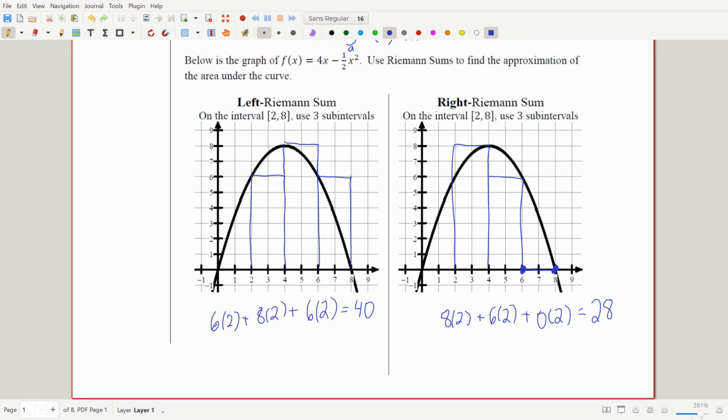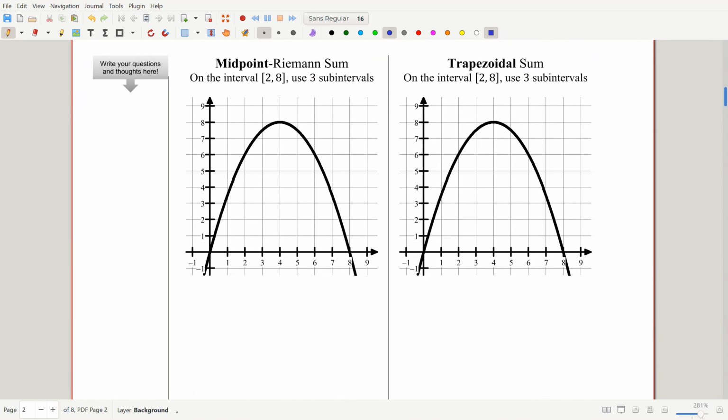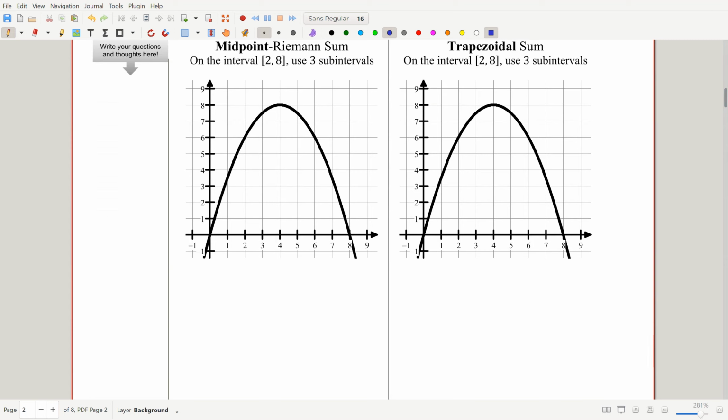So we have left, we have right, we also have midpoint. Let's split the difference there. Let's not just stick to the left, and not just stick to the right, let's go in the middle. This is why I used widths of 2. So now between 2 and 4, I'm going to use the value at 3. So don't think of that as 2 separate rectangles there. I was just showing you where I was getting my height from.